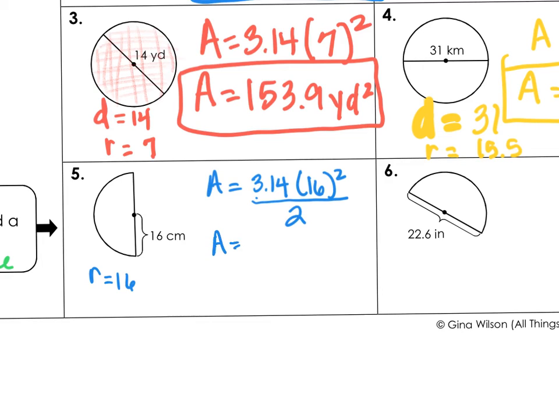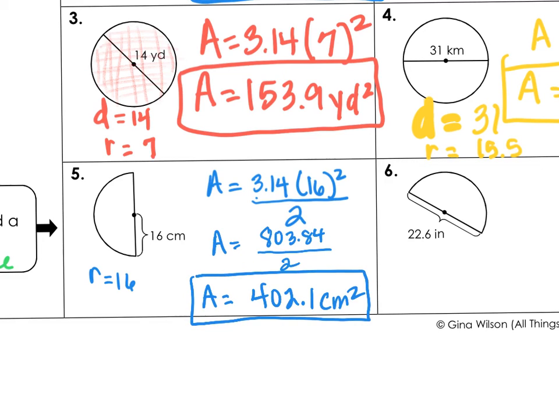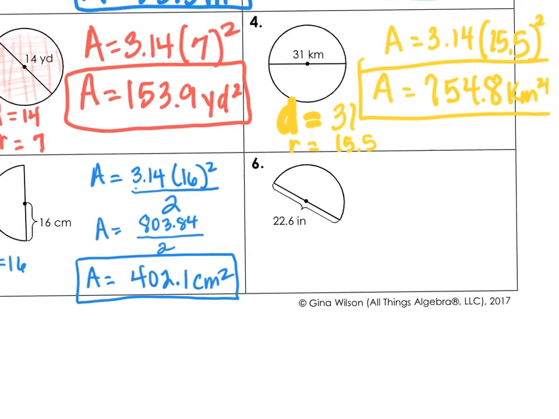So then area equals 803 and 8400ths, and I know it said round to the 10th, so I'll do that at the end. Divided by 2. So area equals 402.1 centimeters. See? This is just divided by 2. We totally got that, don't we?